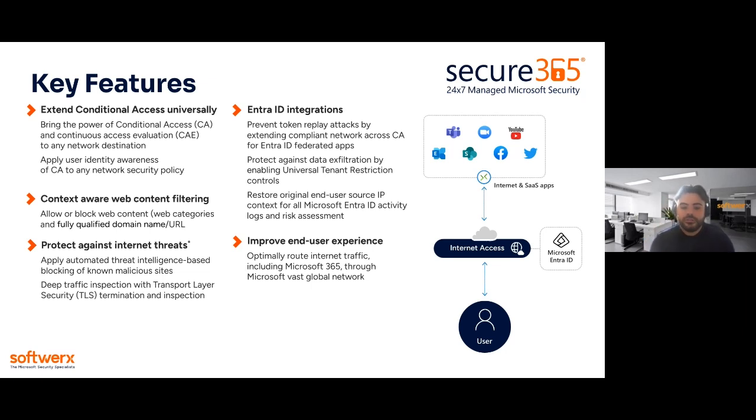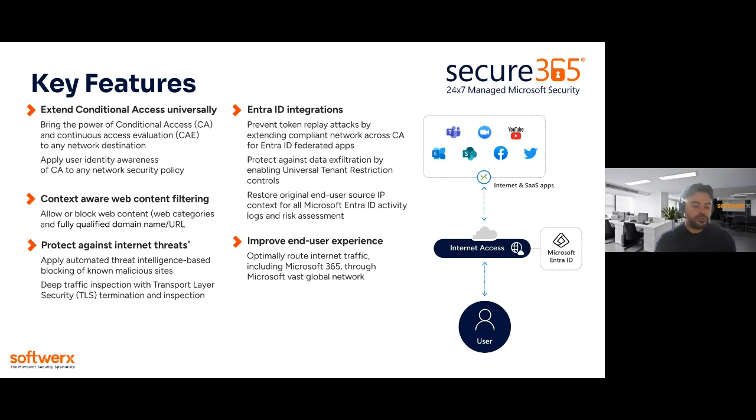Entra ID integrations. So we've got a whole separate slide on this, but preventing token replay attacks by extending the compliant network across CA. I'll explain this in a little bit more detail, but what this effectively means is you can restrict access to your discovered applications or 365. You can restrict access to a compliant network, and you can set your Global Secure Access, so your SSE solution, the security service edge, as the trusted network location.